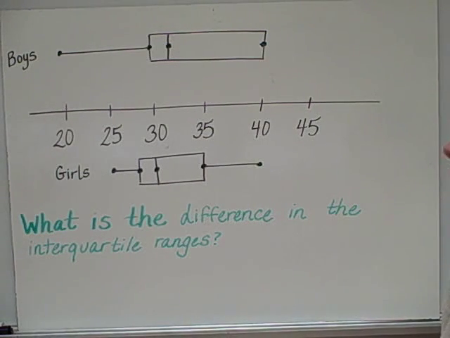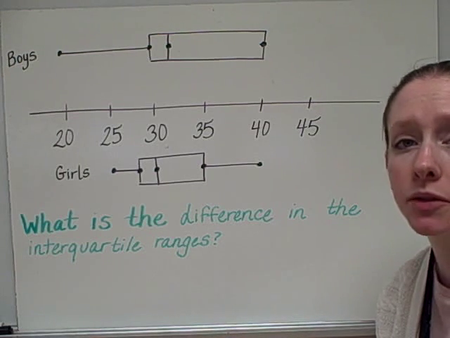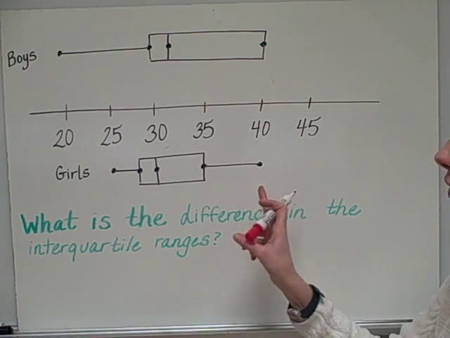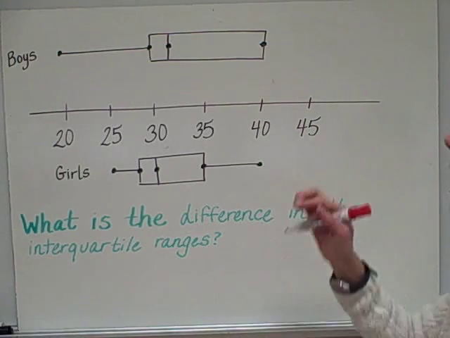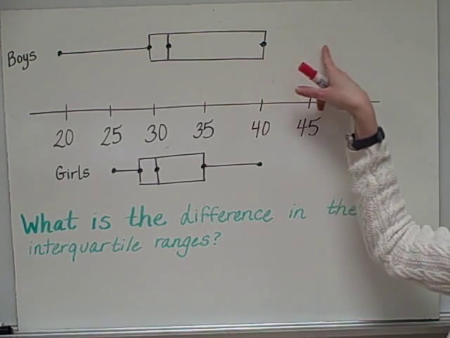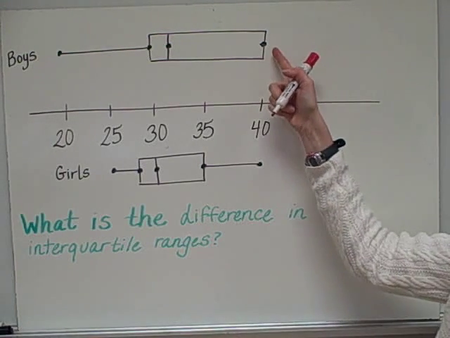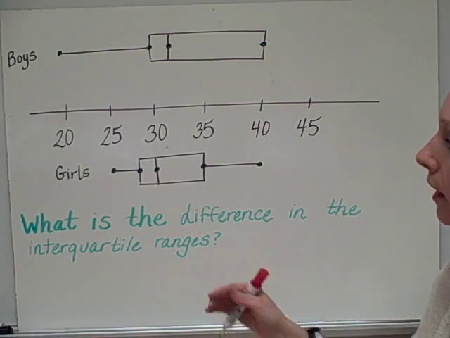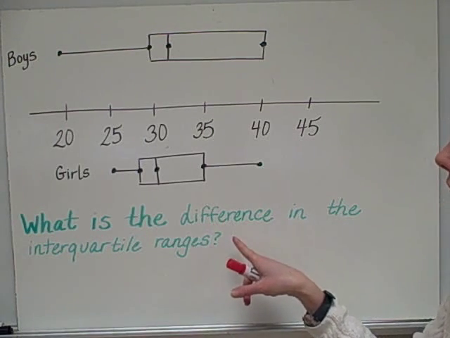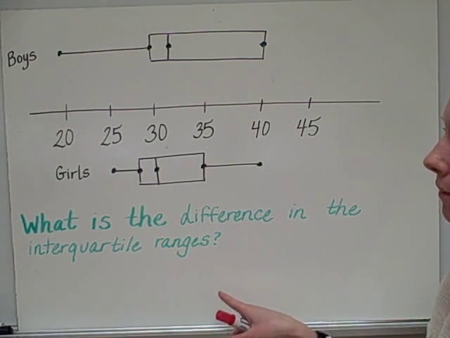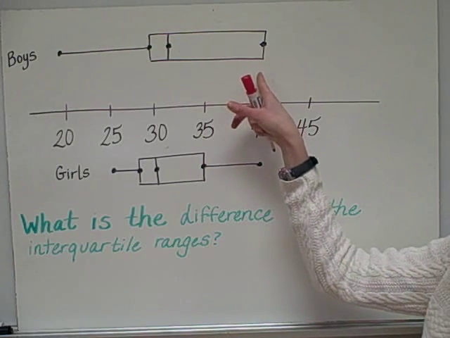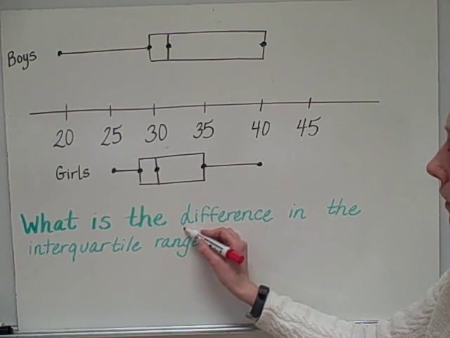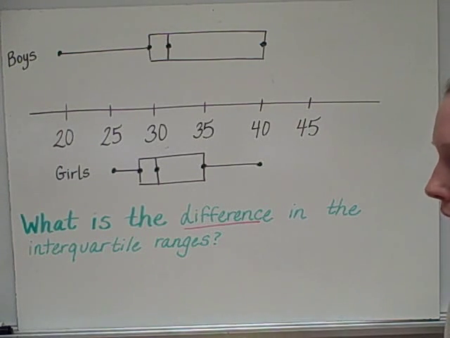One more, guys. You're going to see a lot of box and whisker plots that compare two different values. So we've got data that compares boys to girls. One thing I want to point out here, guys, is that this one doesn't have a whisker, and that's okay. It just means that the upper extreme and the upper quartile are the same value. Here's the question. What is the difference in the interquartile ranges? So I've got to find the interquartile range for boys and for girls, and then subtract the two, finding the difference. So let's do it for our boys.